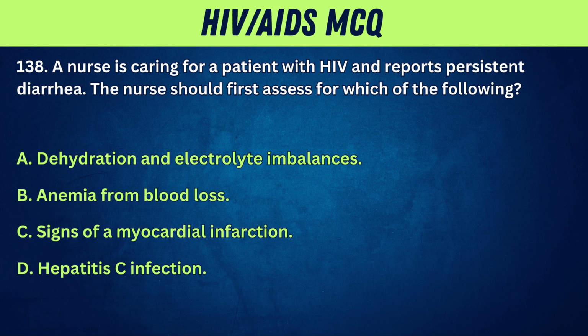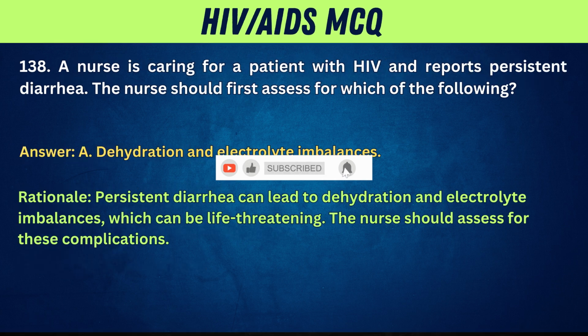138. A nurse is caring for a patient with HIV who reports persistent diarrhea. The nurse should first assess for which of the following? A. Dehydration and electrolyte imbalances. B. Anemia from blood loss. C. Signs of a myocardial infarction. D. Hepatitis C infection. Answer: A. Dehydration and electrolyte imbalances.